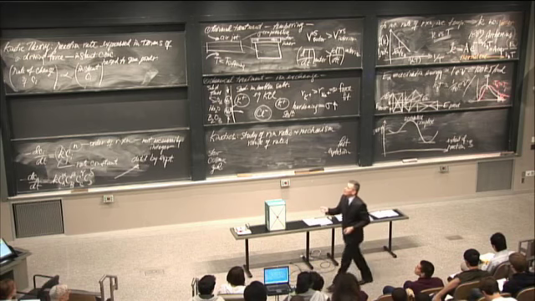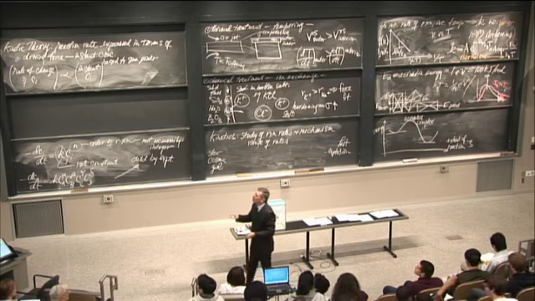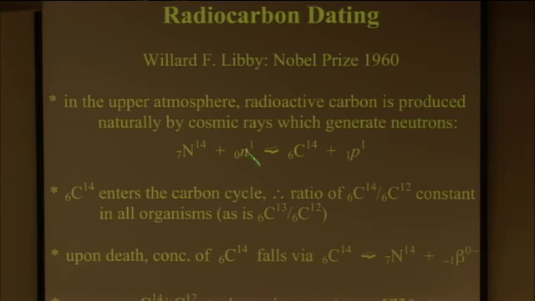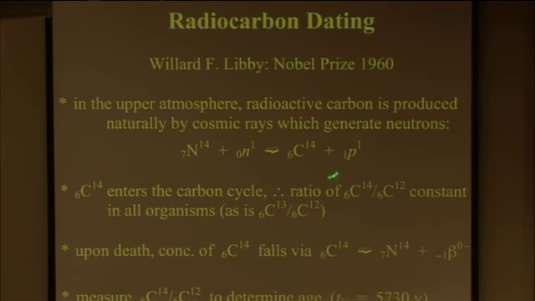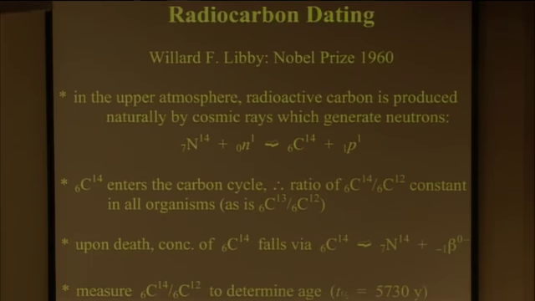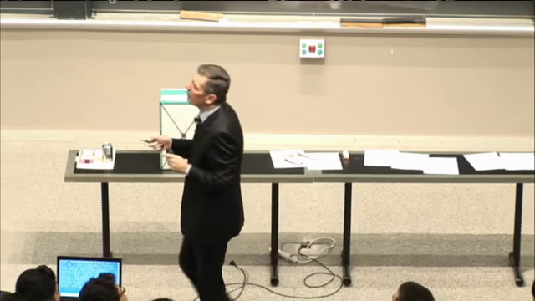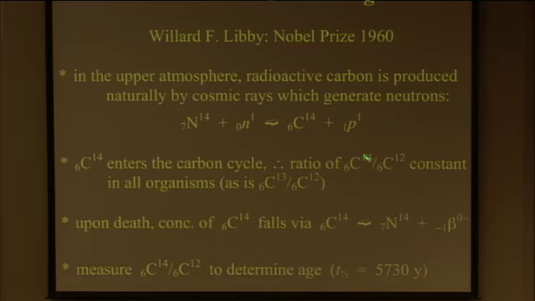All right, and what happens in the upper atmosphere, radioactive carbon is produced by cosmic rays, which generate neutrons in the upper atmosphere, and then those neutrons attack nitrogen to make carbon-14. That's the radioactive form of carbon. Remember, it's present in 1 part per trillion if you look on your periodic table for the isotopes. Now, carbon-14 enters the carbon cycle. And so in all of us and in all living organisms, the ratio of carbon-14 to carbon-12 is 1 part per trillion, and carbon-13 is also present, I don't know, was it 1 point something percent?